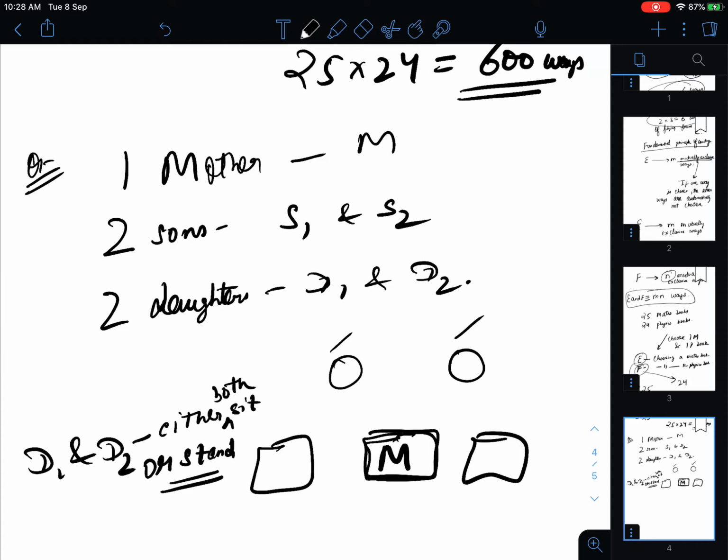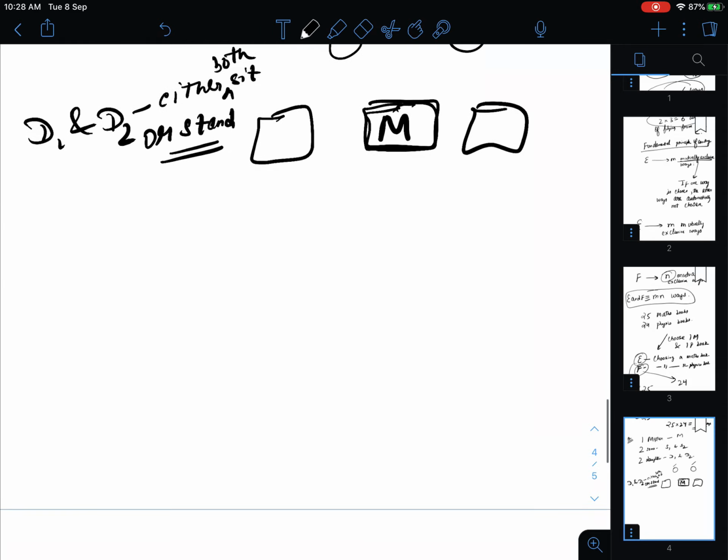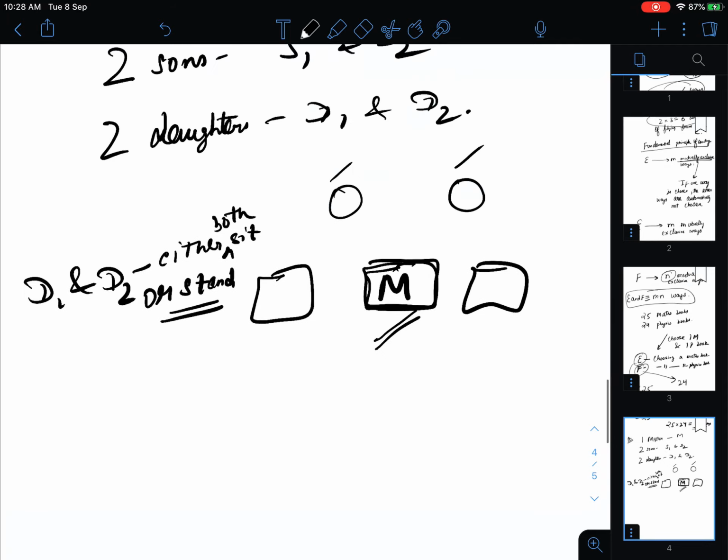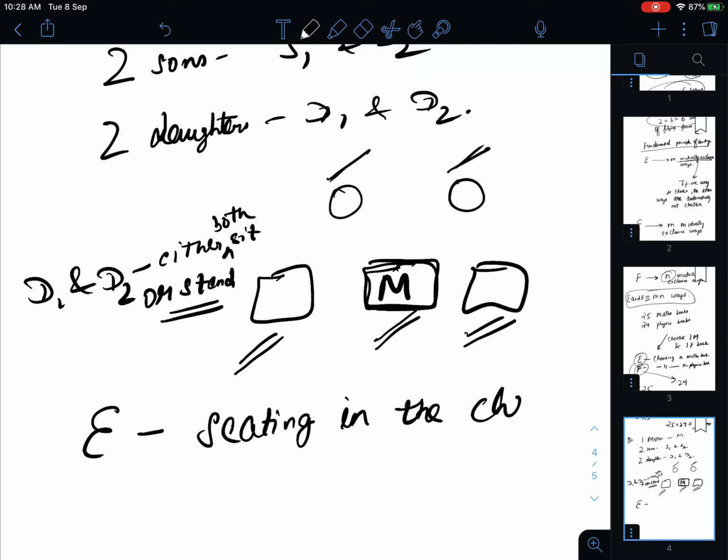So we reason as follows. There is no choice for the occupation of the central chair. This is fixed. Mother has to sit here. The choice is only in the occupation of the end chairs, and in the decision of who stands where. These are the 2 standing positions. So let event E be seating in the chairs. Now how many ways are there for this particular event?